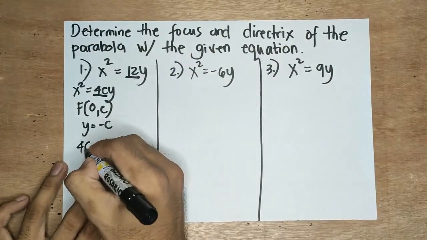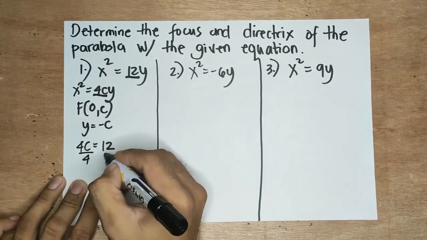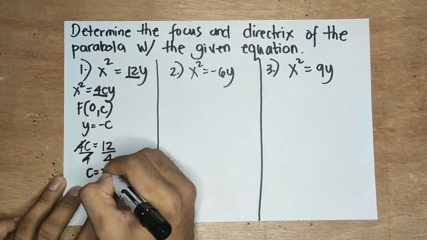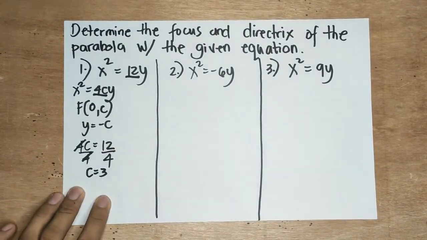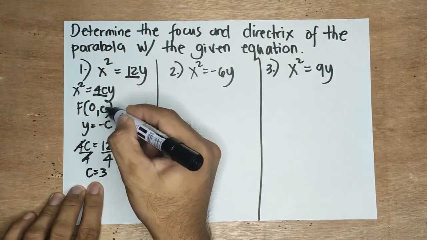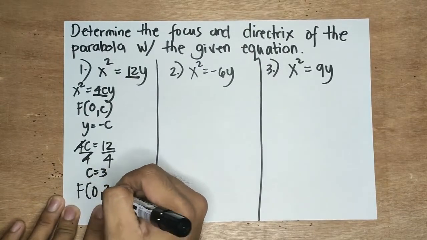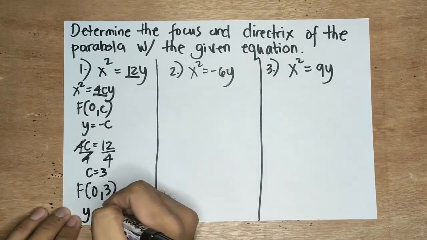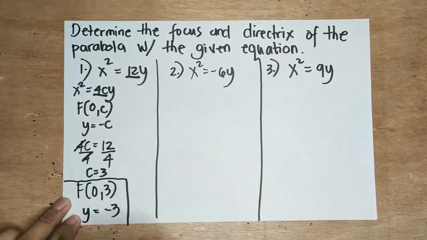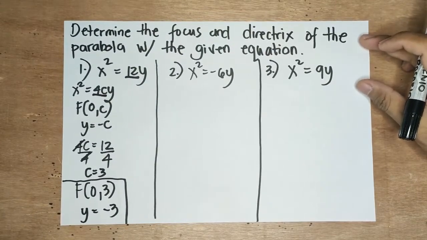We have 4c is equal to 12, dividing both sides by 4 for us to obtain the value of c. We get c is equal to 3. So therefore, substituting 3 to the c here, we have the focus is at 0 and 3, and then the directrix is at negative 3. This is the answer.